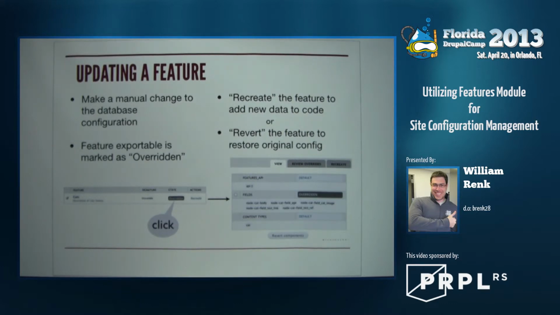Updating a feature. If a client makes a manual change to the database configuration, like changing a setting in the production environment, or in this specific case it looks like something in our cat feature was changed, maybe a field description. They didn't like the wording on it, so they decided to change that. When you go into your features UI, you'll see that the feature state is overridden.